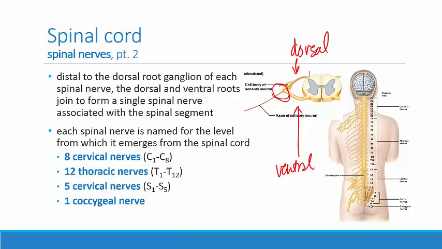So how many spinal nerves? There are 8 cervical spinal nerves, C1 to C8. There are 12 thoracic nerves and 5 lumbar nerves. I said cervical by mistake; it should be lumbar. And then a single coccygeal nerve, down there at the coccyx, so that would be this one right here. So 8 cervical, 12 thoracic, 5 lumbar, and 1 coccygeal nerve.